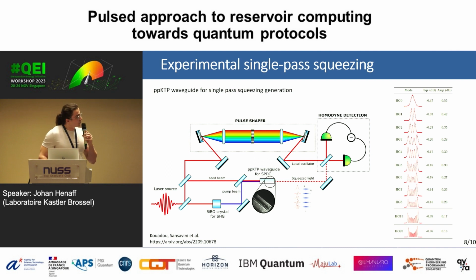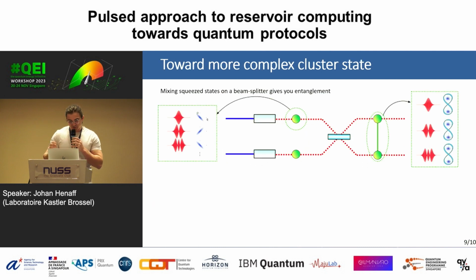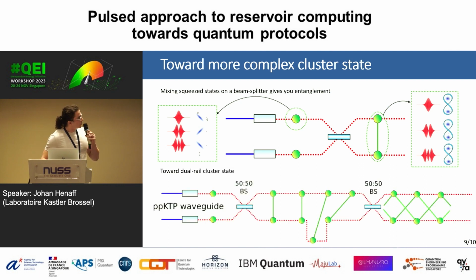So we are also working on creating a more complex reservoir structure. And to do that, we use the principle I just talked to you about earlier. By sending two squeezed states into a beam splitter, you end up with entangled states. And so we have multimode squeezed states, so you end up with a multimode entanglement at the output. And what you can do is repeat the operation with a delay on one of the arms. And with that, you will have a dual-rail cluster entanglement with this very complex entanglement structure. And with that, you would like to develop complex reservoir computing protocols. Okay, so this is it about my work.